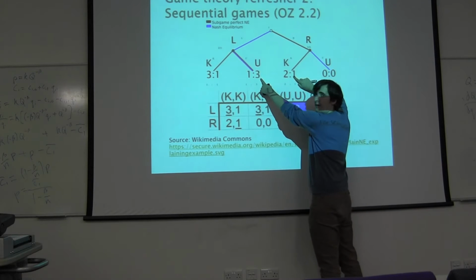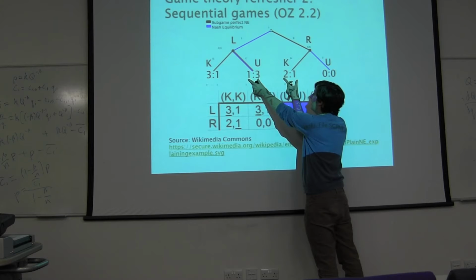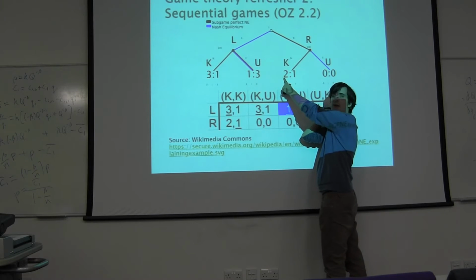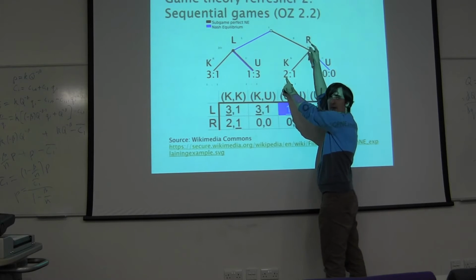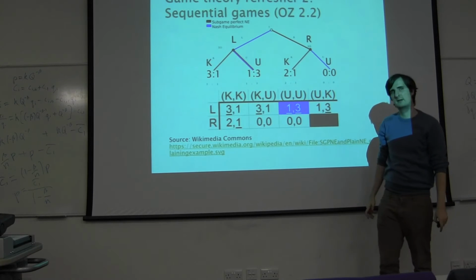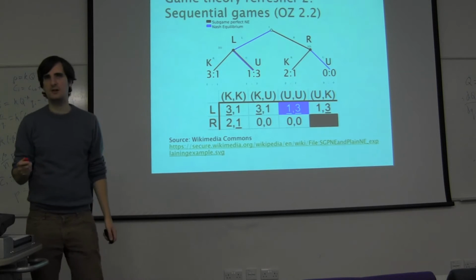So if you like, in the first period, player 1 had a choice between these 2 points, 1, 3 and 2, 1. They prefer 2, 1 to 1, 3. They prefer to get 2. So player 1 will play R in the first period to get 2. Does that make sense?